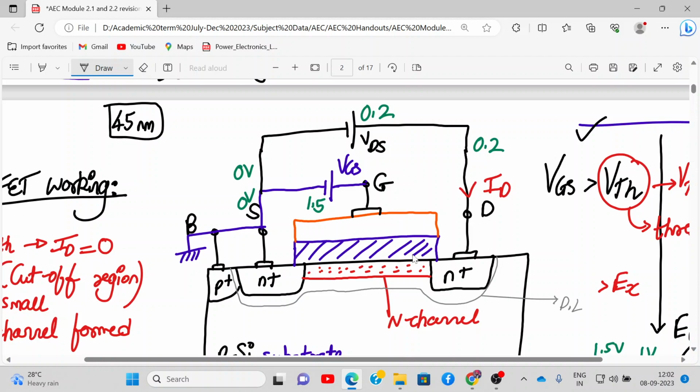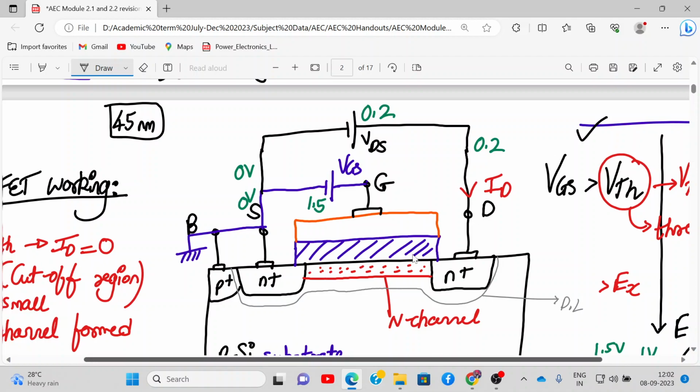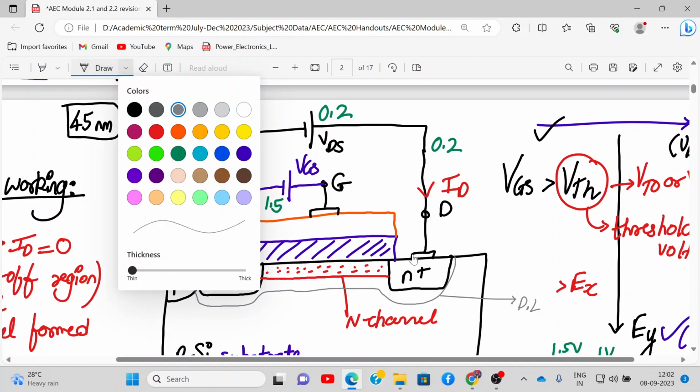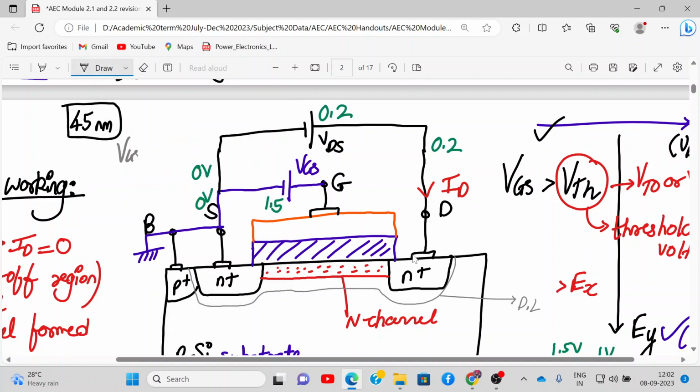So now this channel is formed, and we have applied 0.2 volt. Are you listening, everyone? Yes, sir. Now the drain voltage is at 0.2 volt, the source voltage is 0, and the gate voltage is 1.5 volt. So tell me, what is the VGS voltage? VGS voltage is 1.5 volt. And what is the VDS voltage?